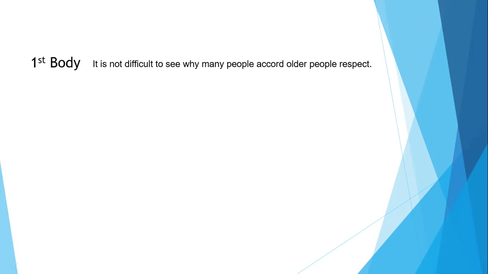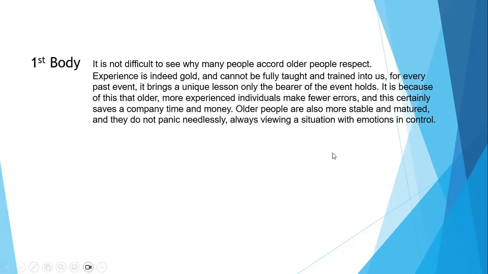It's not difficult to see why many people accord older people respect. Experience is indeed gold and cannot be fully taught and trained into us. For every past event, it brings a unique lesson only the bearer of the event holds. It's because of this that older, more experienced individuals make fewer errors, and this certainly saves the company time and money. Older people are also more stable and matured, and they do not panic needlessly, always being in a situation with emotions in control. Time for the crossover, guys.